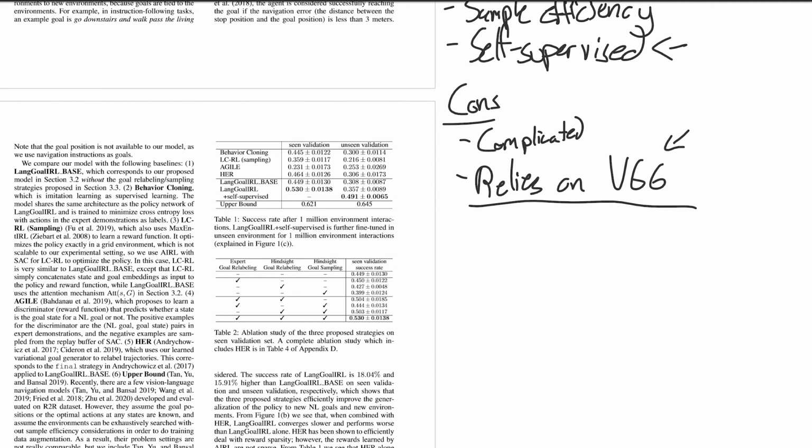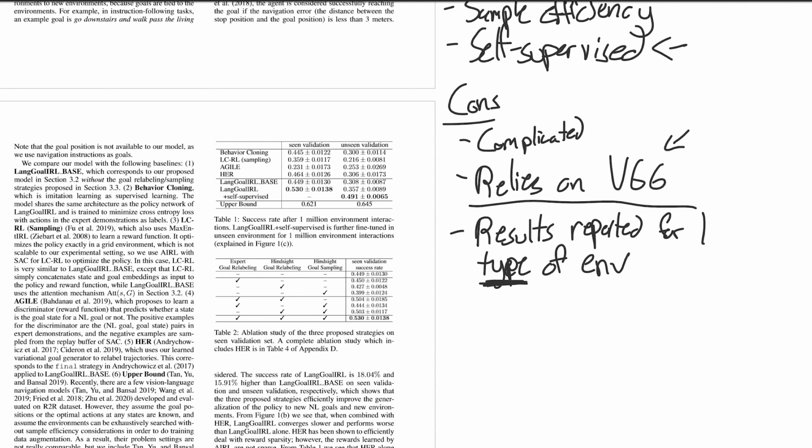And I should mention, and I guess this is the next con, that the results are only reported for one type of environment. Now, you might be like, what? Didn't you say they do self-supervised learning and that helps them transfer to a different environment? Shouldn't they have tested that? Well, they did, but they only use one type of environment, and that's this 3D navigational environment.